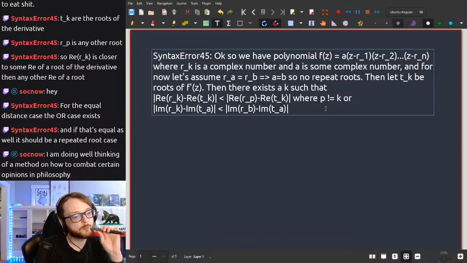Thinking method on how to combat certain opinions in philosophy. Okay.